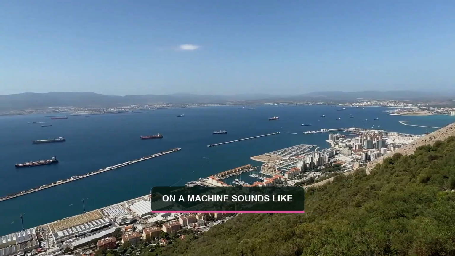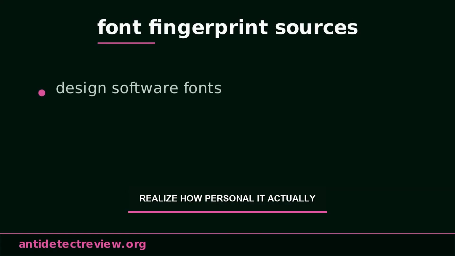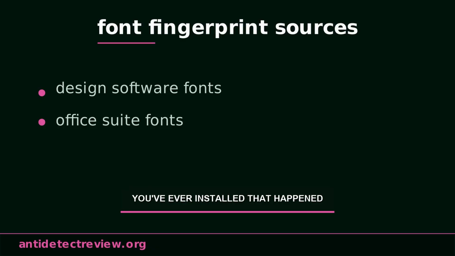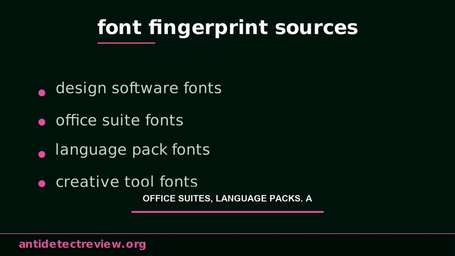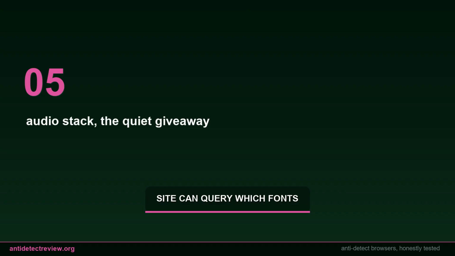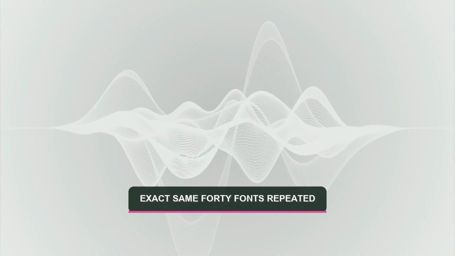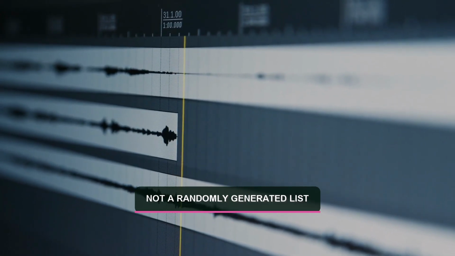The list of fonts installed on a machine sounds like a boring detail until you realize how personal it actually is. It's a quiet record of every piece of software you've ever installed that happened to bring its own fonts along. Design tools, office suites, language packs, a site can query which fonts are available and get a surprisingly specific answer back. A browser worth using ships each profile with its own believable font list, not the exact same 40 fonts repeated across every window, and not a randomly generated list that no real machine would ever actually have installed.